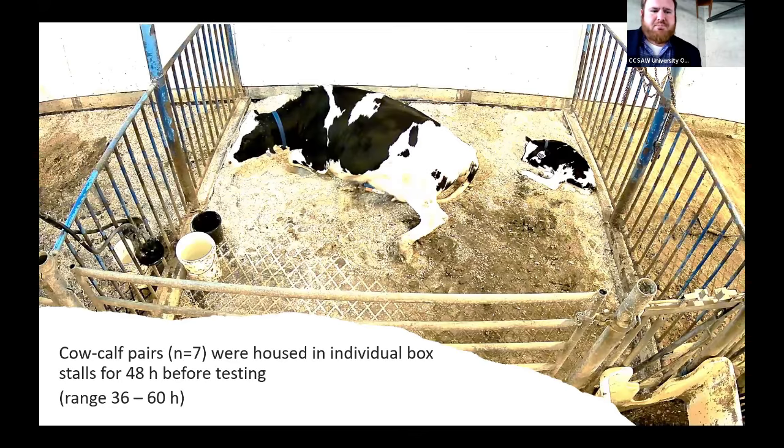For our study, cow-calf pairs, which we had 7 of, were housed in individual box stalls for 48 hours before testing. Now, we did have a range of 36 to 60 hours prior to testing. This was highly dependent on when the calf was born.